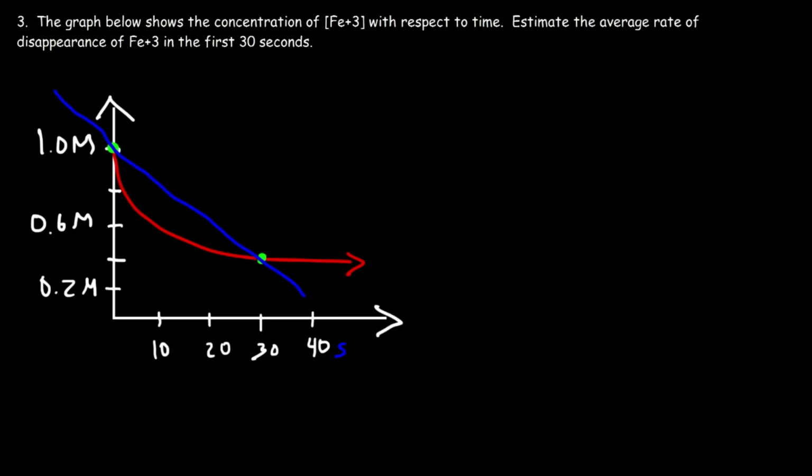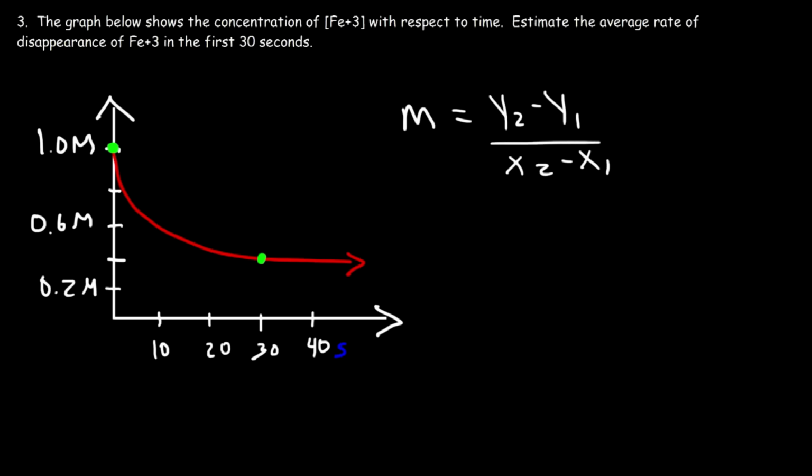Now, if we want to find the instantaneous rate of change, we need to find the slope of a tangent line. And the tangent line touches the graph at 1 point, as opposed to the secant line which touches it at 2 points. So keep that in mind. So whenever you want to find the slope of a line, it's the change in y divided by the change in x.